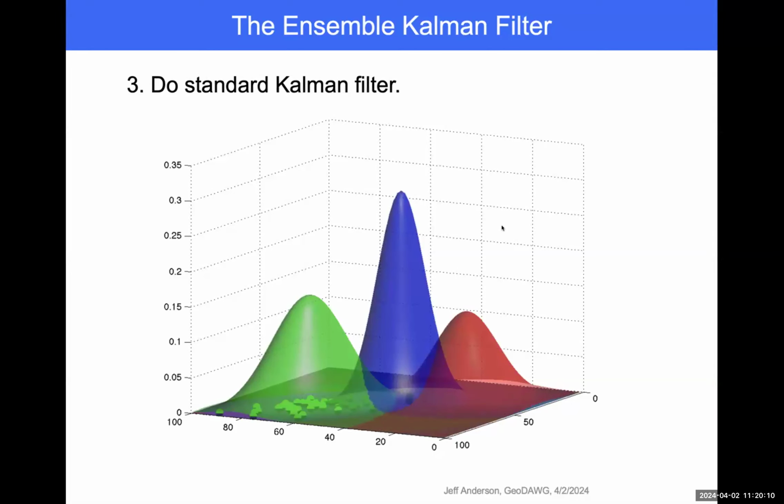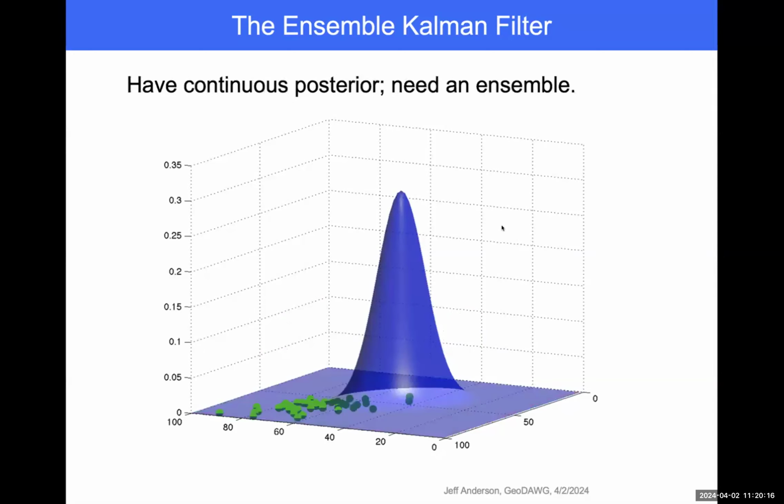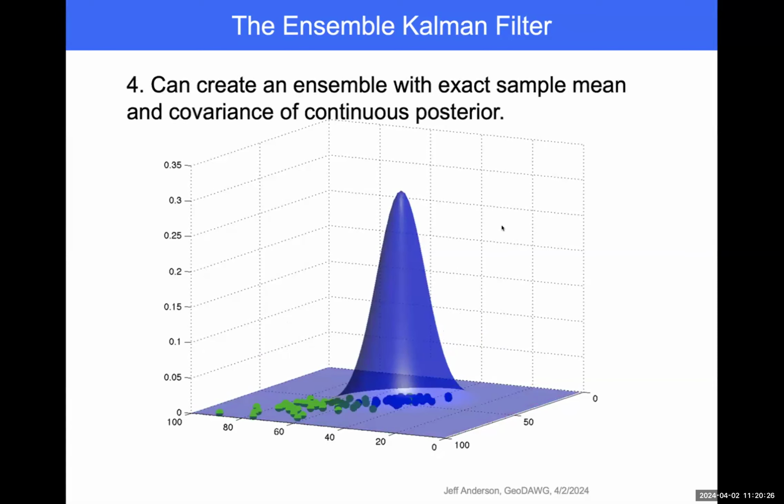My remaining challenge is that now I need to make forecasts to the next time I'm going to assimilate, and I need to do that using an ensemble of state estimates. So somehow I have to use my prior ensemble in green and this continuous blue distribution, and I have to come up with a blue posterior ensemble. There are a number of ways to do that, but as long as the ensemble is big enough, there are ways to do that so the mean and covariance of the ensemble in blue are exactly the sample statistics of the continuous distribution shown in blue.